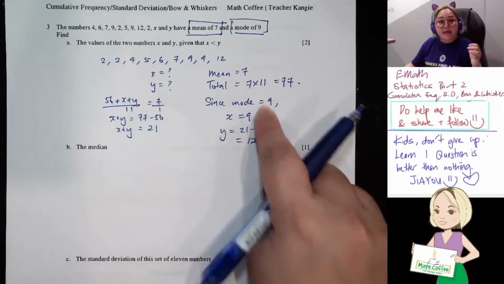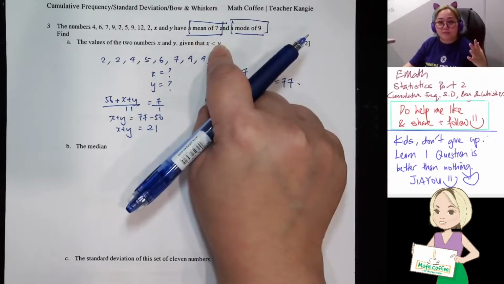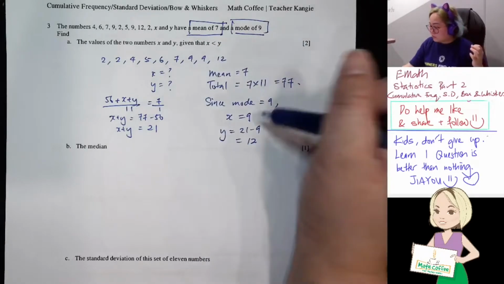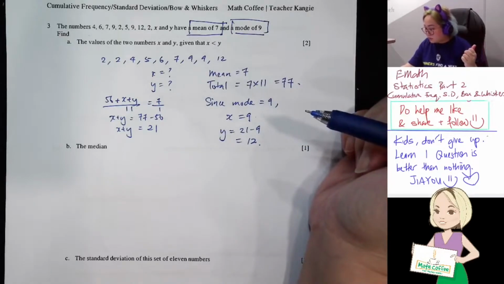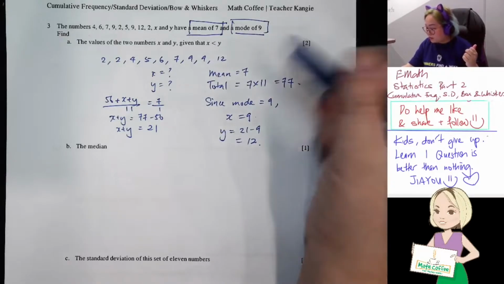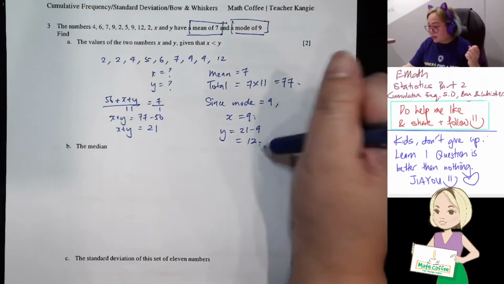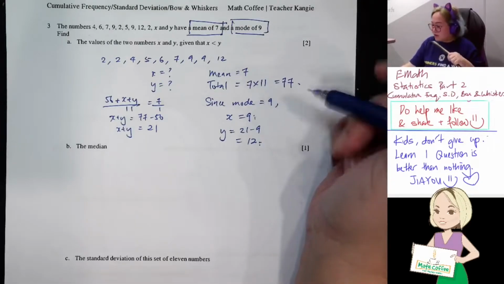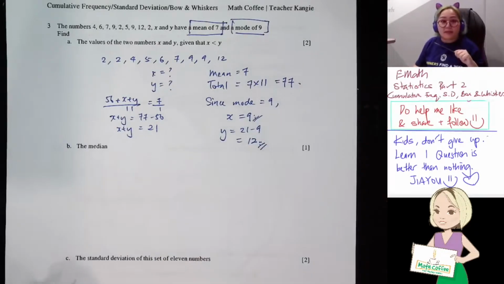So you have 9 and 12. So we solve already, and some more they say x is less than y. X is less than y, right? X is 9, y is 12, so x is less than y. Correct or not? Trick me, right? Okay, so therefore our x is 9 and our y is 12.